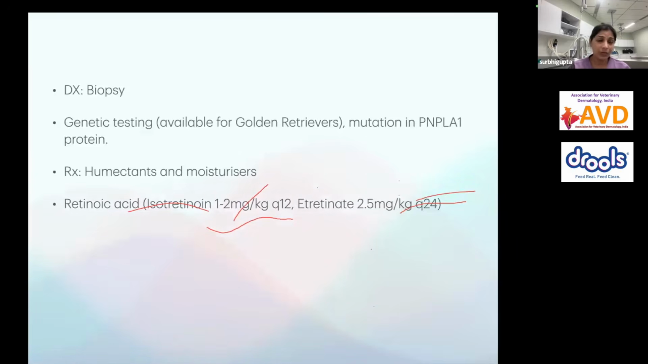And management is the same. All keratinization disorders need to be managed in a similar way. You can use humectants and moisturizers to keep the skin more hydrated. Along with that, some people use retinoic acid. For example, I heard Dr. Rosanna used acitretin, but I have used isotretinoin once, and I don't have any knowledge of this second drug.